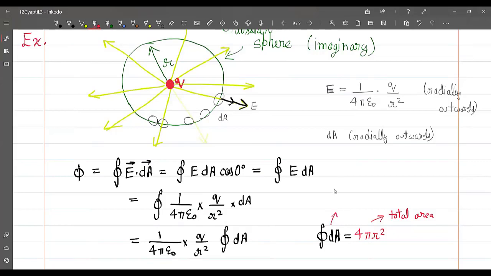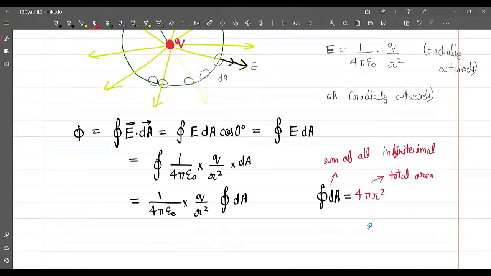What is this? Integration of dA is the sum of all infinitesimal areas. The sum of all infinitesimal areas is the total area. That is obvious, we don't even need mathematics. This is just representation. Integration of dA is 4 pi r square. Integration of all the small areas on the surface of the sphere is 4 pi r square. You can put that value here.